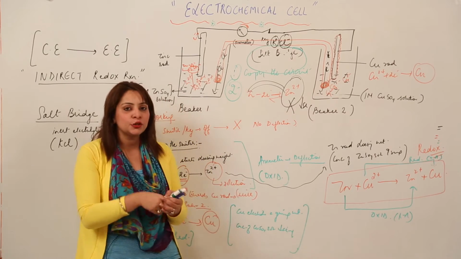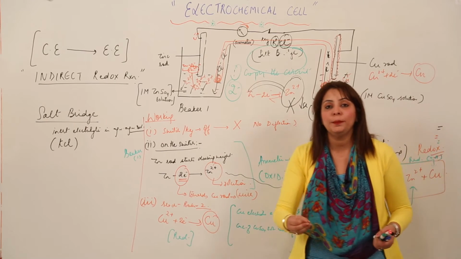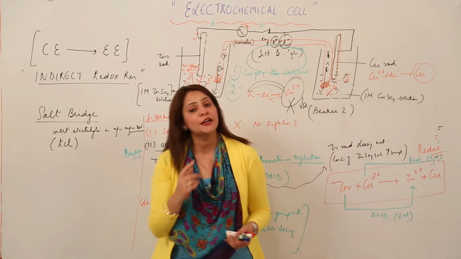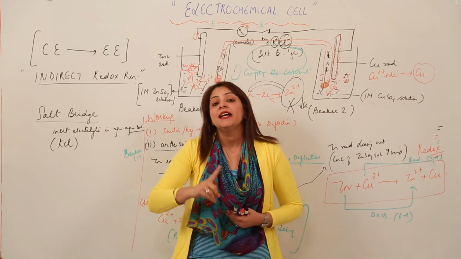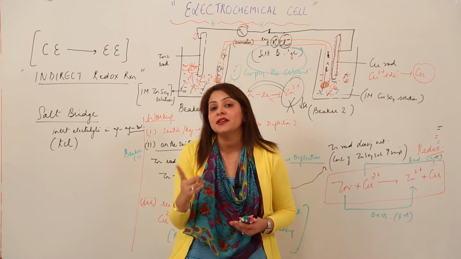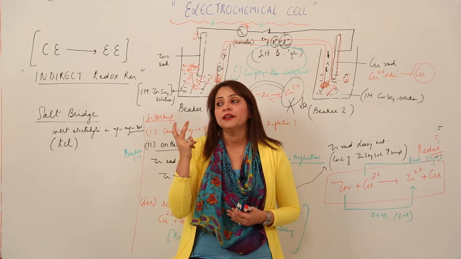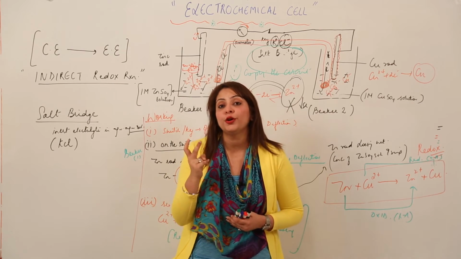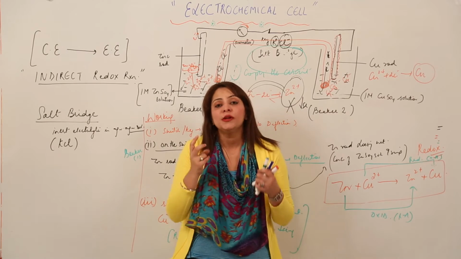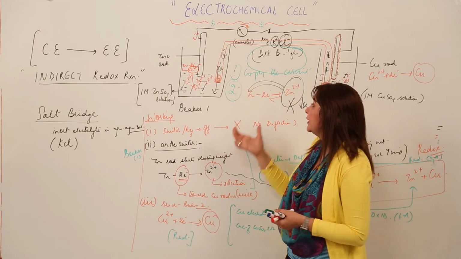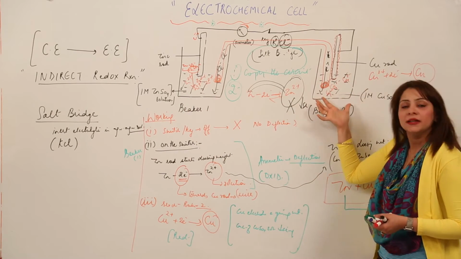Again, in a short recap I'll repeat the functions of the salt bridge. What you need to write, just write in your copy as I am dictating. The salt bridge plays an important function. The first function is that it completes the circuit by connecting the solutions of the two beakers, right. Second, it maintains the neutrality of the two solutions in the beakers. How does it maintain the neutrality? You will write that we get to see this kind of equilibrium existing in beaker 1, and this kind of equilibrium existing in beaker 2.